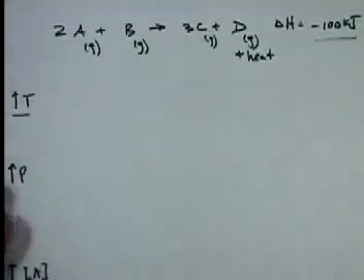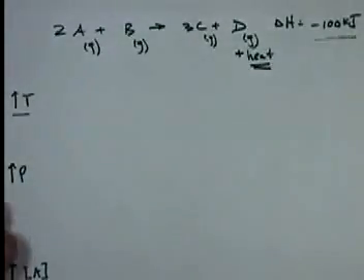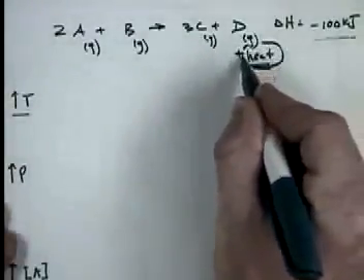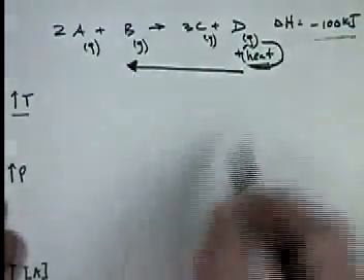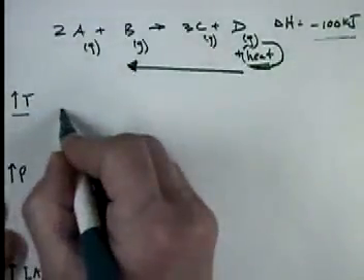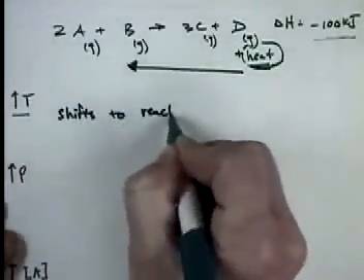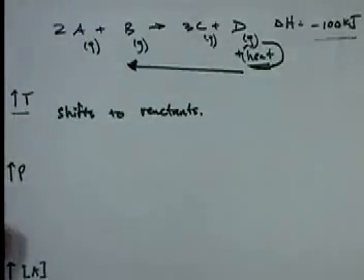Okay, what happens if we increase the temperature of this system? Well, if we increase the temperature, that means we're increasing the amount of heat, correct? If we increase the amount of heat, that means this concentration right here will be going up, and so we should be driving the reaction to the left. So we can say that it shifts to the reactants because we've added some heat to the system.